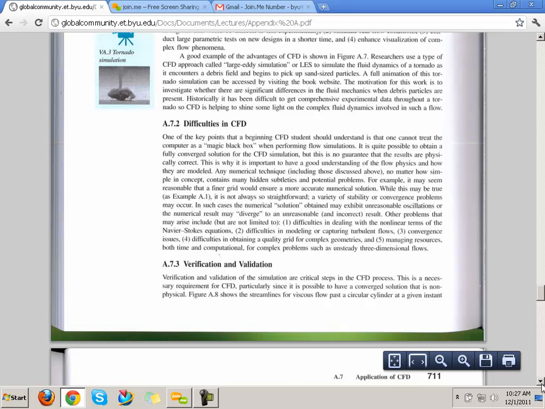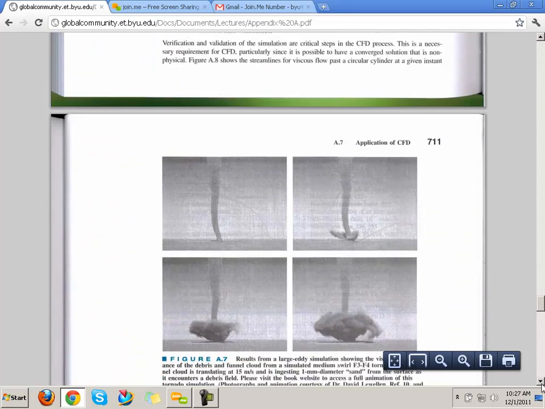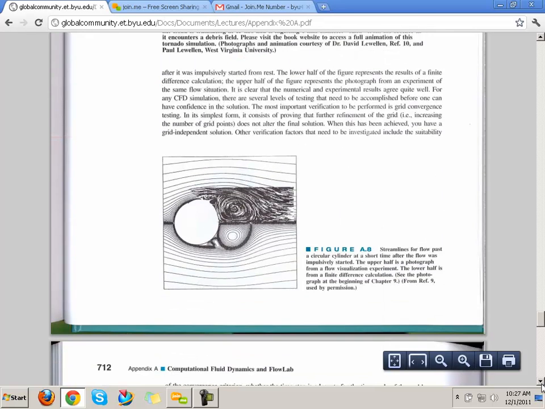So yeah, I like an example of the verification. I like the picture here. It says the upper half is a flow simulation experiment, and the lower half is from a finite difference calculation. So it looks like the upper half is a real result. This is what they actually did, this is what it looks like. And the bottom half is what the simulation predicted the result to be. And as you can see there, they're able to validate this and see that it is an accurate result. And so therefore they know that what they're getting is correct.